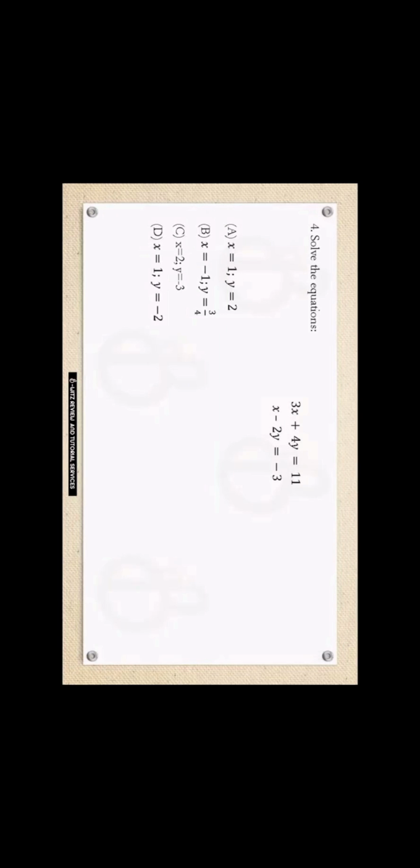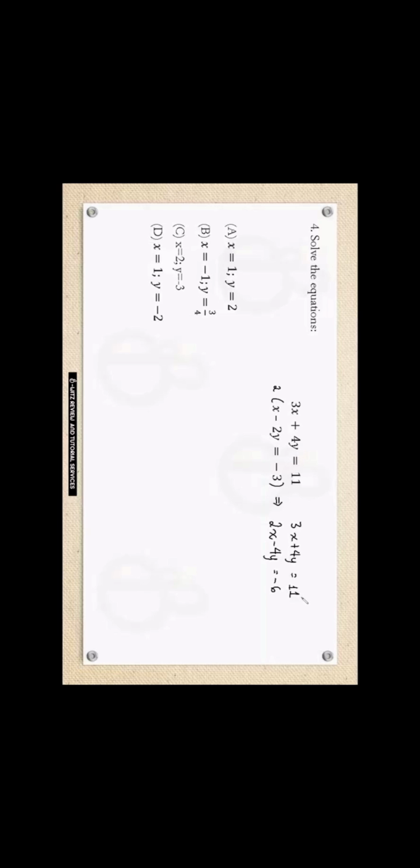Now for number 4, solve the system of equations 3x plus 4y is equal to 11 and x minus 2y is equal to negative 3. First step is to multiply the second equation by 2. The second equation will become 2x minus 4y is equal to negative 6. So let me copy again the first equation here. We have 3x plus 4y is equal to 11.